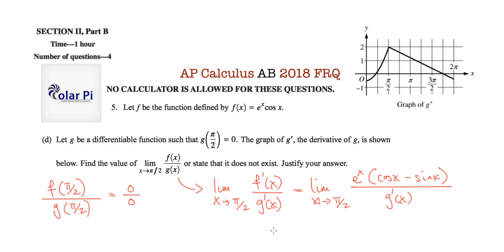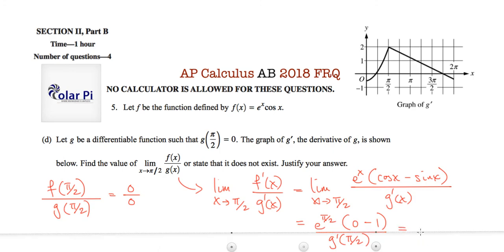Okay, so when we evaluate at pi over 2, we get e to the pi over 2 times cosine of pi over 2, which we've already said is 0. So 0 minus sine of pi over 2, which is 1. So 0 minus 1, right? Sine of pi over 2 is 1. And then that's the numerator. And the denominator will be g prime of pi over 2. And g prime is the graph given. And at pi over 2, g prime is equal to 2, right? We could just read off the graph. So we know that the denominator here is 2.